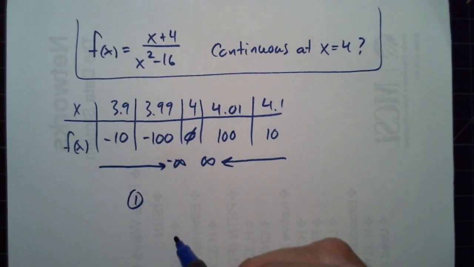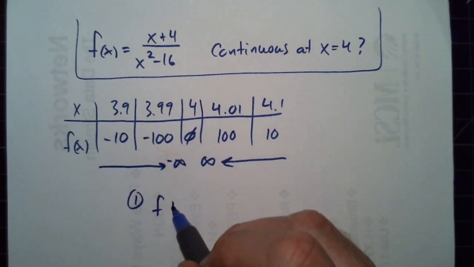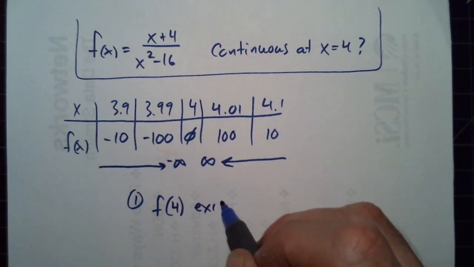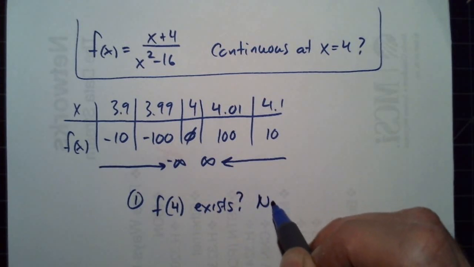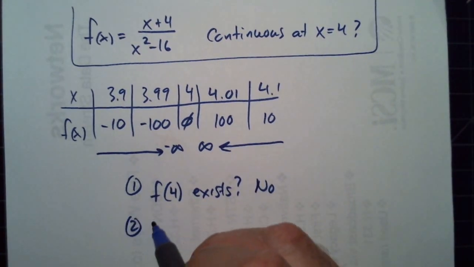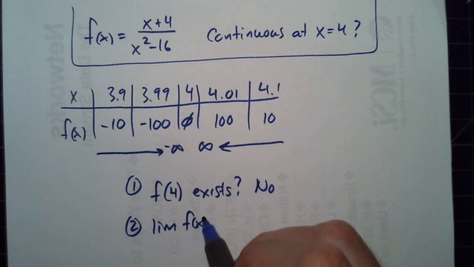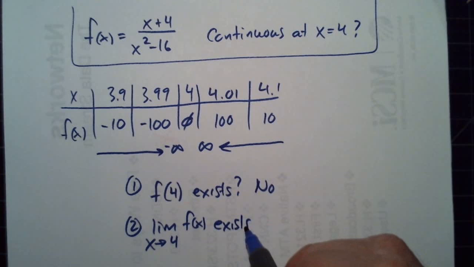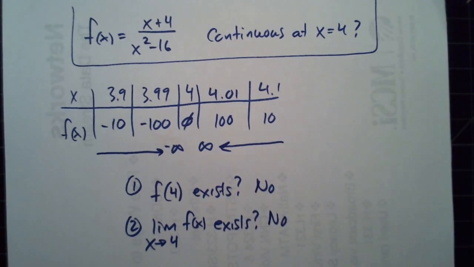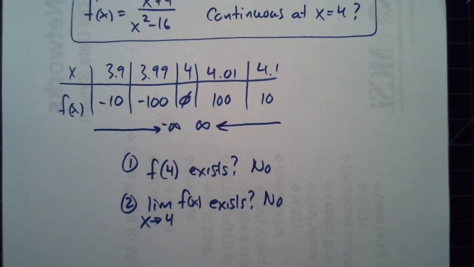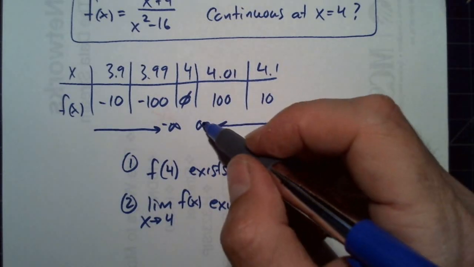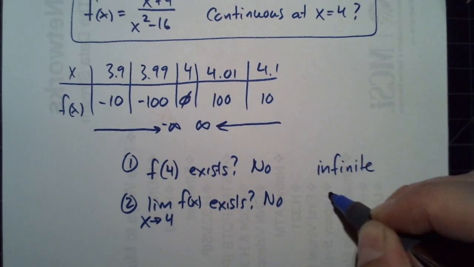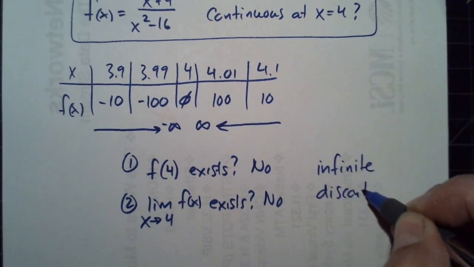If we go through our test for continuity, does f of 4 exist? No. Does the limit of f of x as x goes to 4 exist? No. So we know it's not continuous, and because of these infinities, we know it's an infinite discontinuity.